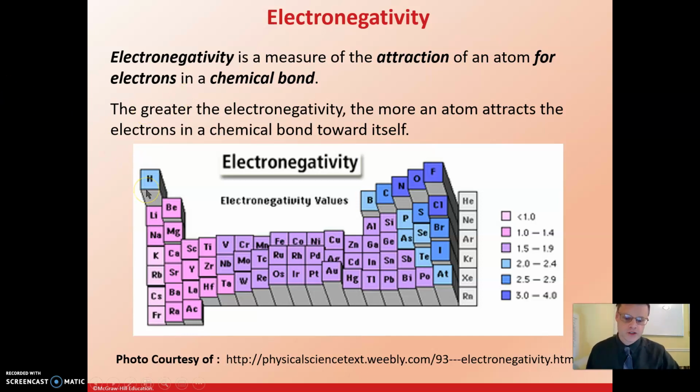And in terms of explaining the trend of electronegativity, we can use this picture here. So the least electronegative atoms are going to tend to be towards the lower left-hand corner of the periodic table, whereas the most electronegative atoms are in the top right corner. So fluorine is our most electronegative atom in the periodic table.